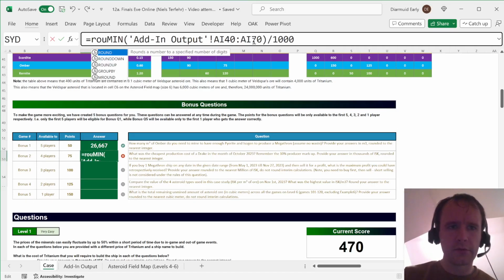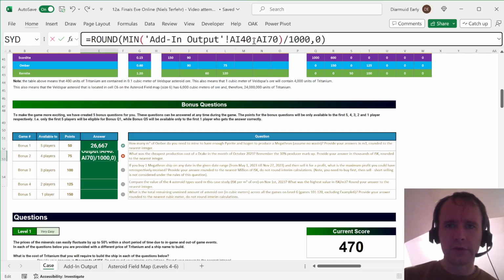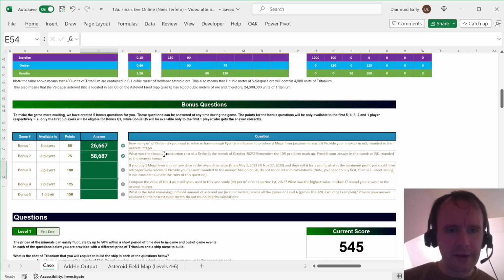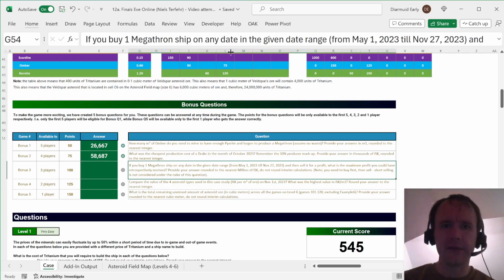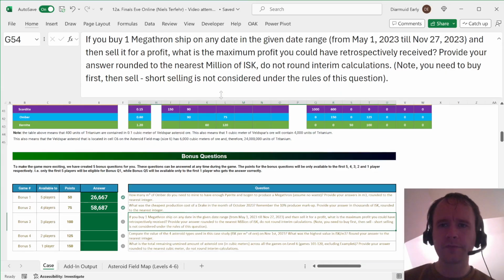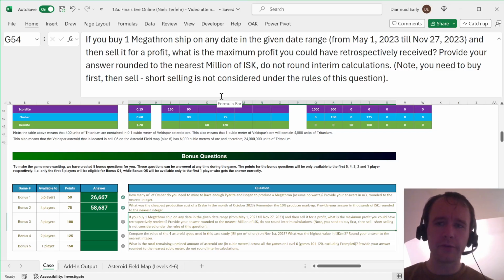So round to 0 decimal places. Okay, and then you buy 1 Megathron ship on any date in the given date range, and then sell it for a profit. What is the maximum profit you could have retrospectively received? Provide your answer rounded to the nearest million of ISK. Do not round interim calculations. You need to buy first, then sell.